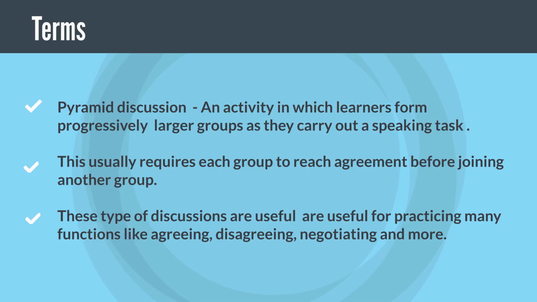Pyramid discussion. A pyramid discussion is an activity in which learners form progressively larger groups as they carry out a speaking task. This usually requires each group to reach agreement before joining another group. These types of discussions are useful for practicing many functions like agreeing and disagreeing, negotiating, and more.